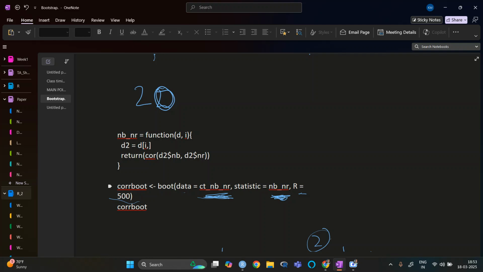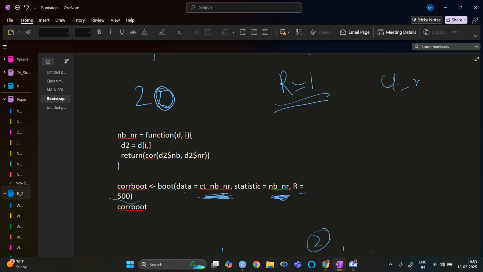What this function will do for R equal to 1 is this: in bootstrap, we have this many samples. So for R equal to 1, it will take samples from that. Got it?